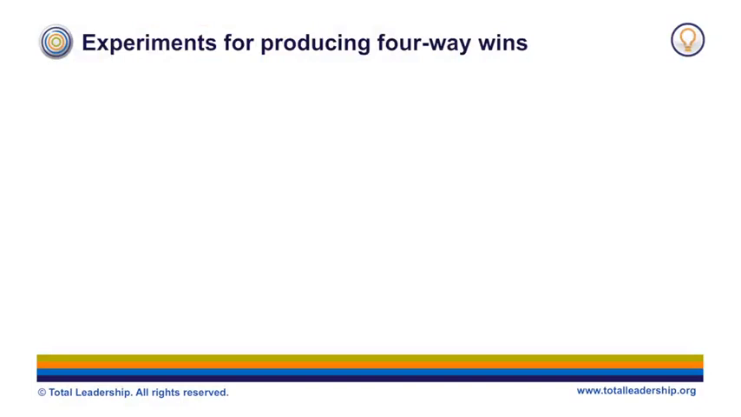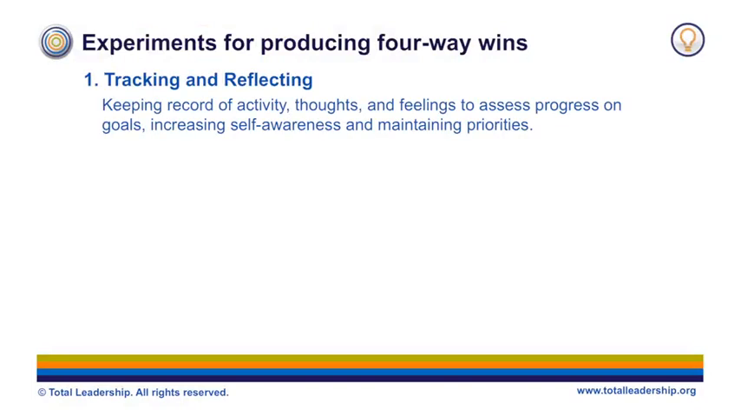First one we call tracking and reflecting. These kinds of experiments involve keeping a record of activities, thoughts, and feelings to assess progress on goals, and thereby increasing your self-awareness and helping you to maintain your priorities. For example, you might try keeping a diary or a log of your daily activities, perhaps even distributing parts of it to friends and family online through a blog.